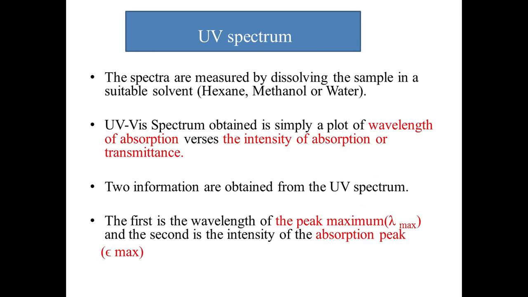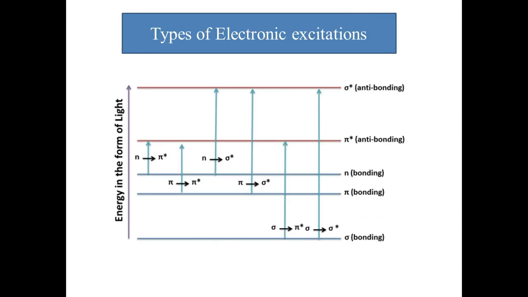The UV spectrum is the plot of wavelength of absorption versus intensity of absorption or transmittance. The first is the wavelength of the peak maximum, lambda max, and the second is the intensity of the absorption peak, E max. So we calculate two values, lambda max and E max. Next, the types of electronic excitation.